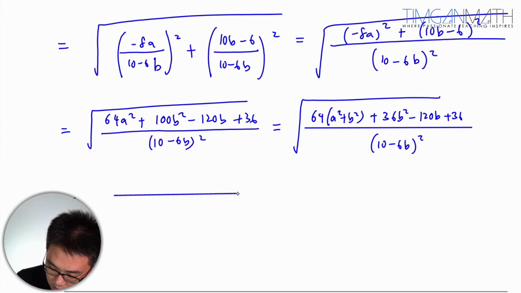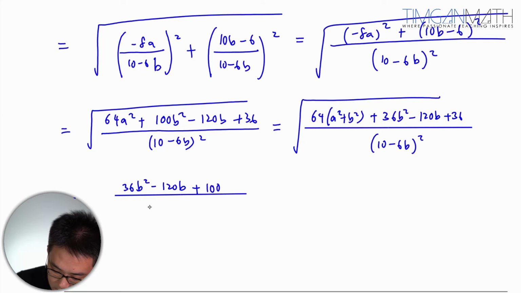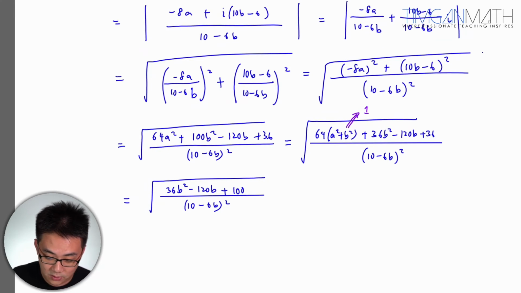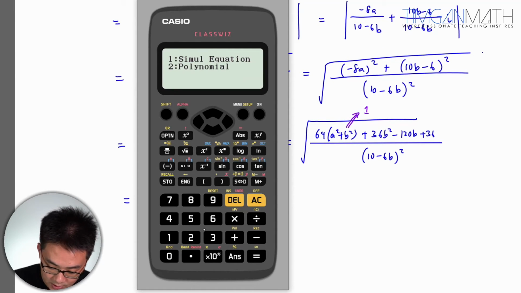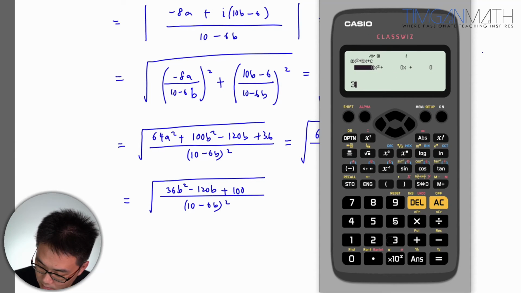So what I'll get is, let me just write this down nicely. So it's 36b square minus 120b, 64, 100. Okay, so this is 100 over here, then this is 10 minus 6b square. Like I say, what I want is actually a square plus b square, because that would help me much in terms of simplifying it. So polynomial of degree 2, this would be 36 and then after which you have minus 120, 100. I hope for the best.